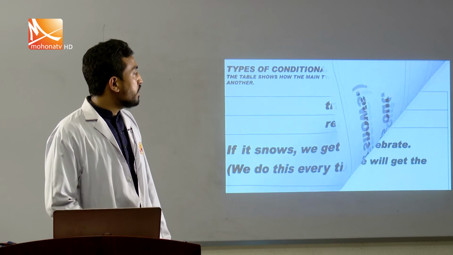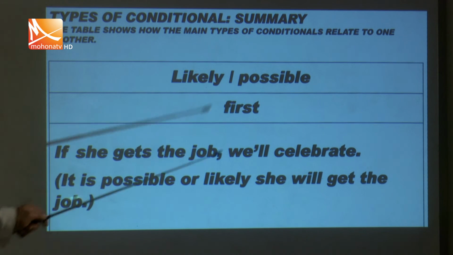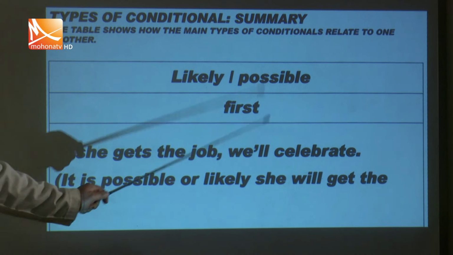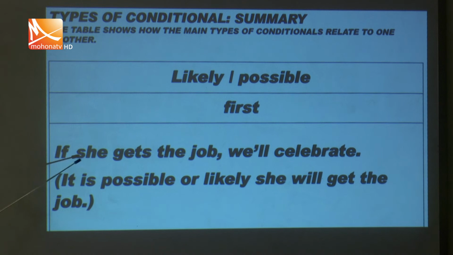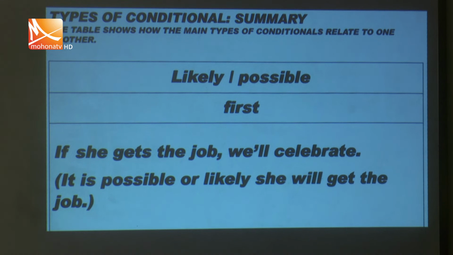Okay. Next one, likely or possible. There is possibility, but not always true. But a little bit more possibilities there to happen. This is called first conditional also. If he gets the job, he will celebrate. If she gets the job, we will celebrate. So there is possibility, a lot of possibilities there. It is possible or likely she will get the job. So we are hoping that she will get the job and we will celebrate. Okay.